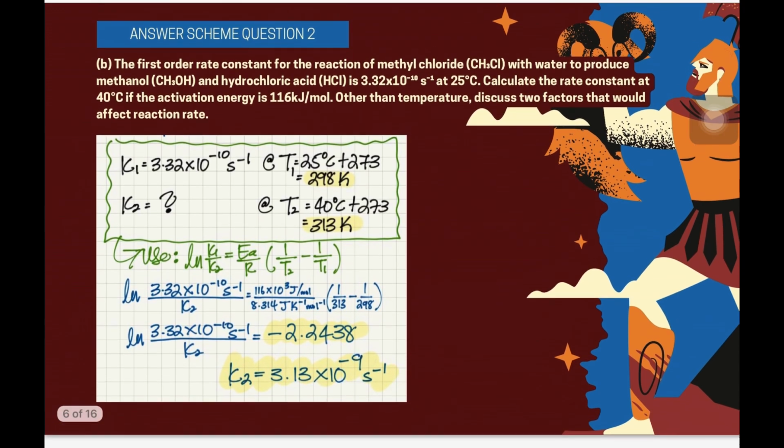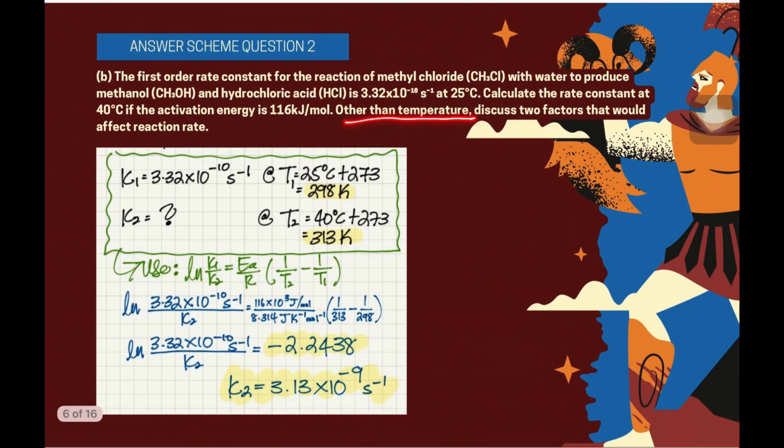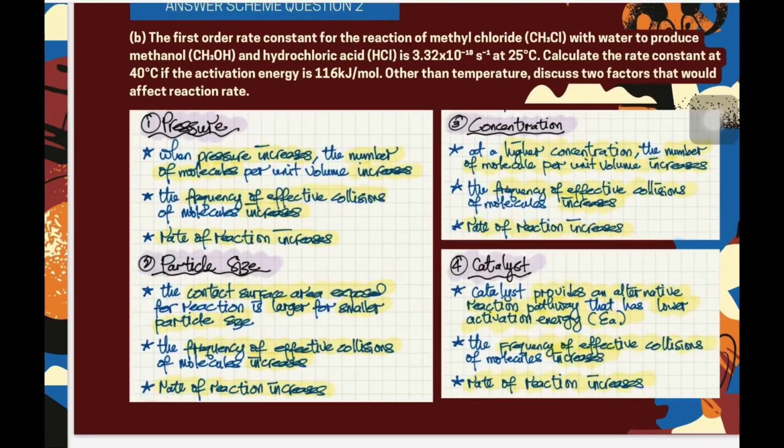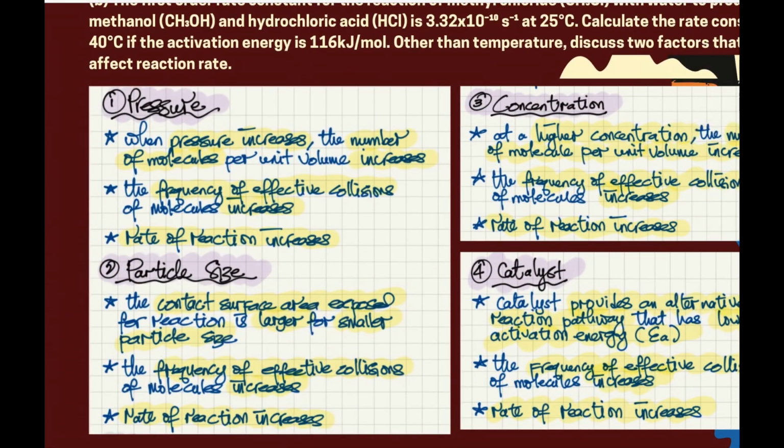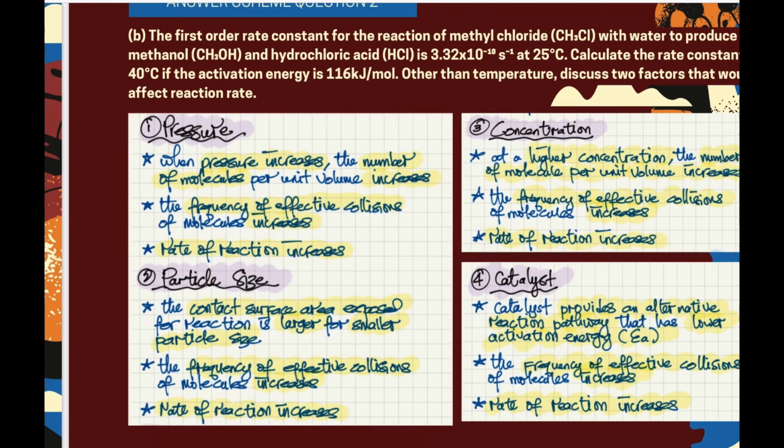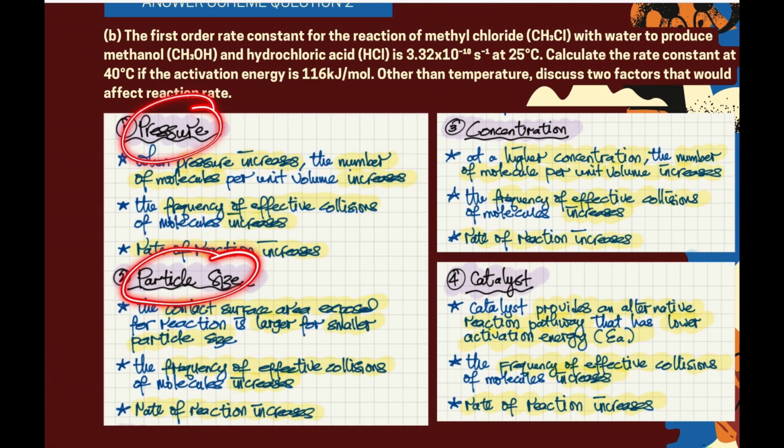Alright. And ada sambungan soalan sebenarnya ni. Other than temperature, discuss two factors that would affect the reaction rate. Okay, so di sini kita ada 4 lagi faktor lain selain daripada temperature. Kita ada pressure, kita ada particle size, concentration and catalyst. Okay, so the keyword di sini, make sure kalau pressure dia sama macam concentration, the keyword adalah number of molecules per unit volume. Okay, kalau particle size dia punya keywords adalah contact surface area exposed.